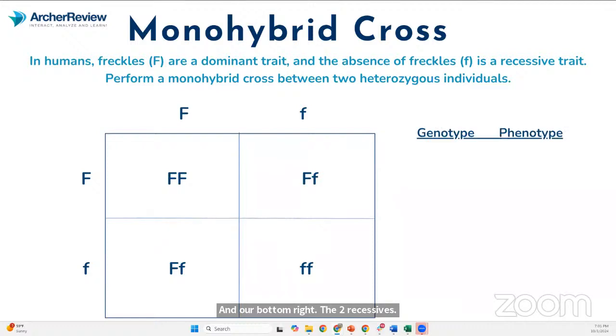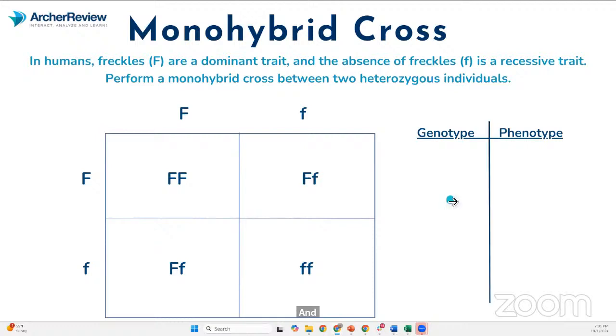I got a couple of questions. Can you rewatch this on YouTube? Absolutely. It will be on YouTube. The capital F with a lowercase f is called heterozygous. And someone's already got my probability.